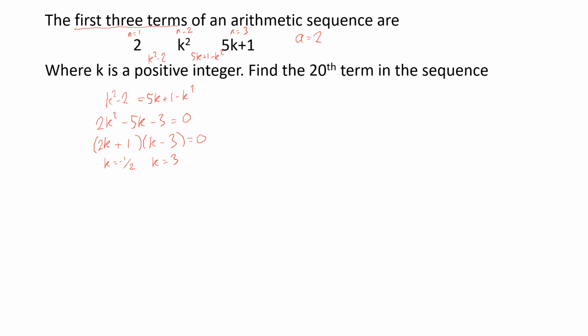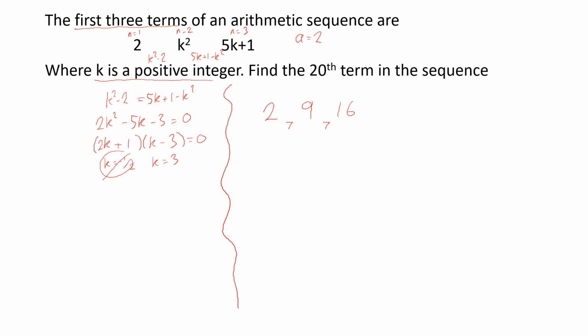Now this is where we read the question. It says k is a positive integer, so k is not minus a half, k has got to be equal to 3. Okay, great. What you can do from this point is plug that into the first three terms we were given, and we can then work with numbers instead of with algebra. So our actual sequence goes 2, because that's not going to change, then 3 squared, so 9, then 5 times 3 plus 1, so 16. So we can see that the constant difference between these is always 7.